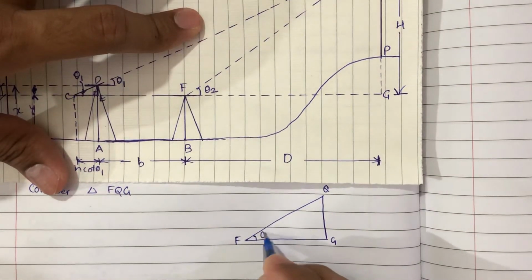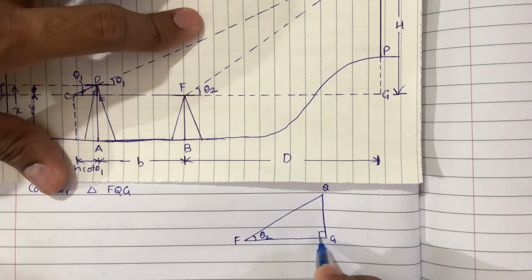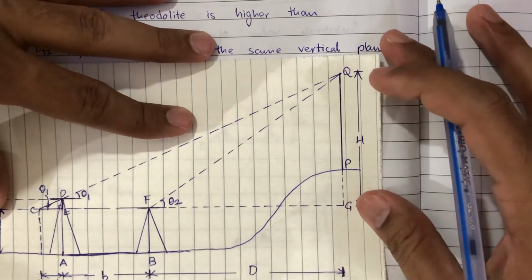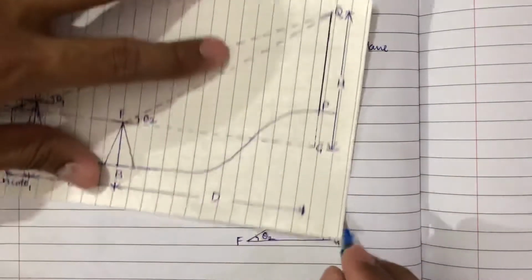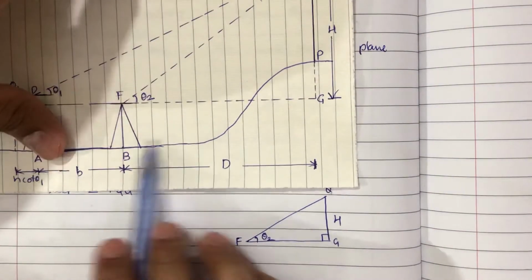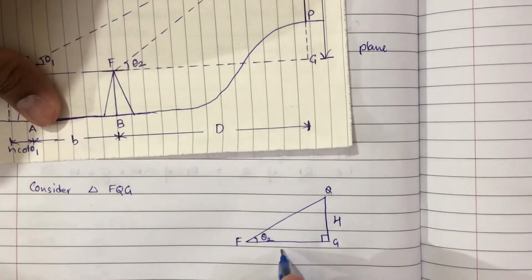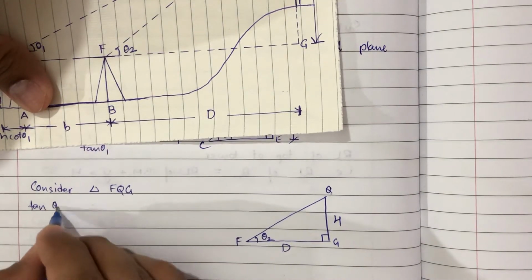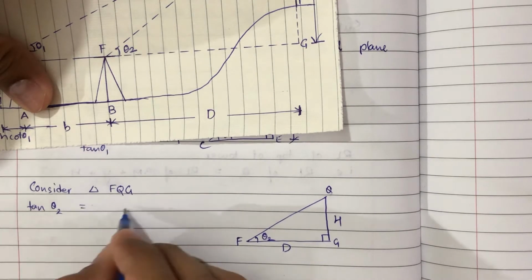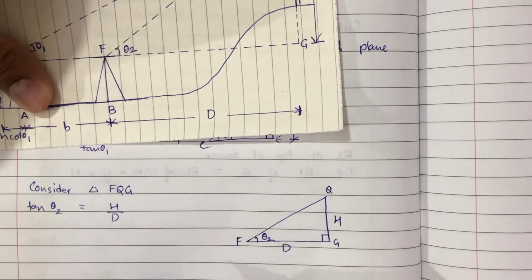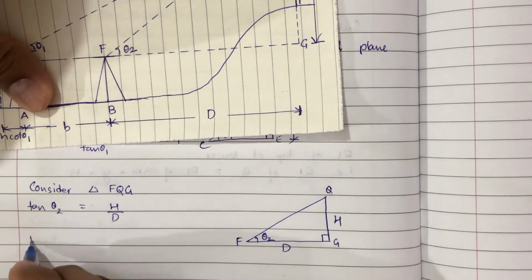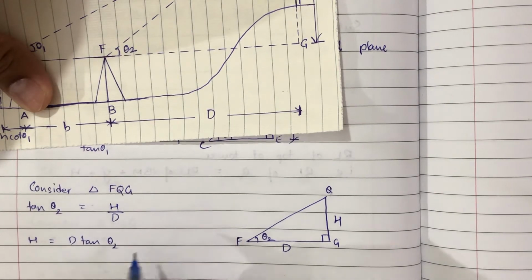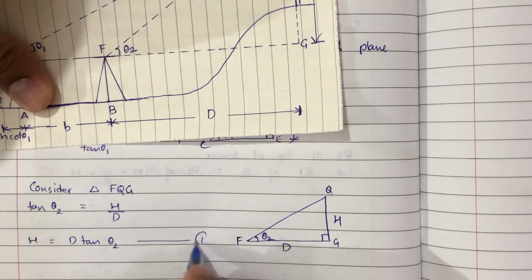This angle is given as theta 2, and here G is at 90 degrees. This QG is equal to capital H, and this FG is equal to capital D. So tan theta 2 will be equal to H by D, and H is equal to D tan theta 2. Let us mark this as equation 1.